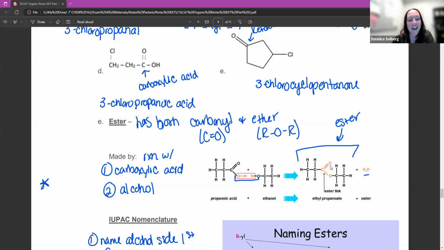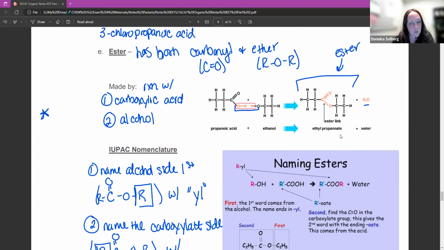So this is an ester linkage. Okay, I made an ester out of it. Now I have an ethyl over here and an ethyl over here. And I made ethyl propanoate, and you're not going to have to name that specific one, but this is now an ester. So I make an ester by combining a carboxylic acid and an alcohol. Remove a water, they join, and I now have an ester.